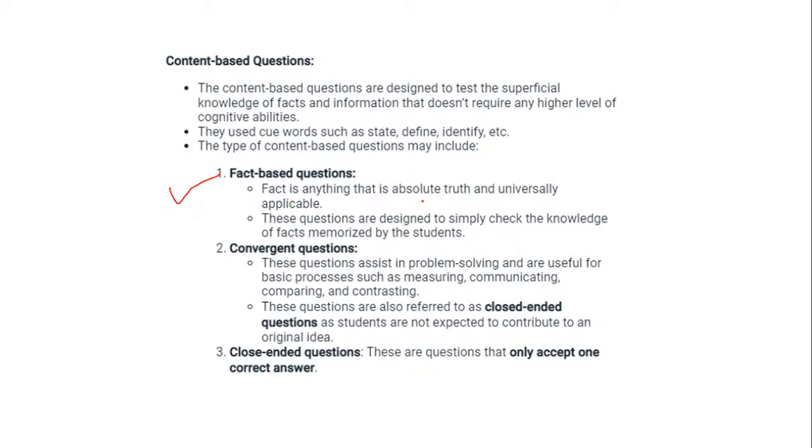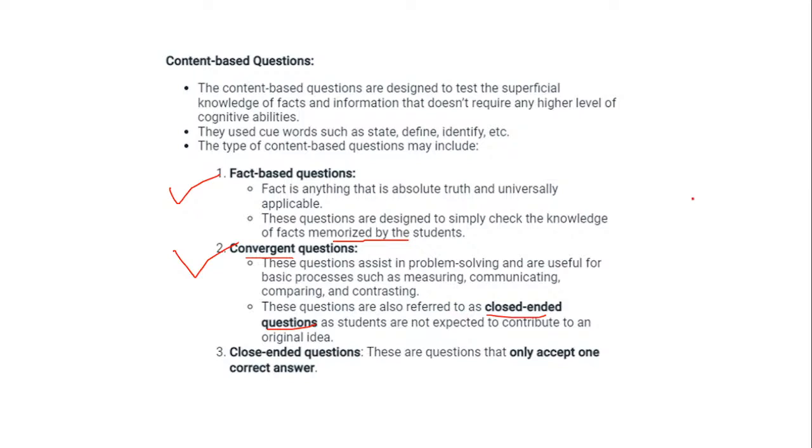Fact-based questions are universally applicable, designed simply to check the memorization or memory of the students. Convergent questions assist in problem solving, and definitely they are useful, but in a one-way manner, like communication, comparison, contrasting at a very basic level, and they are more of close-ended questions. Now everyone of you knows what close-ended questions are.